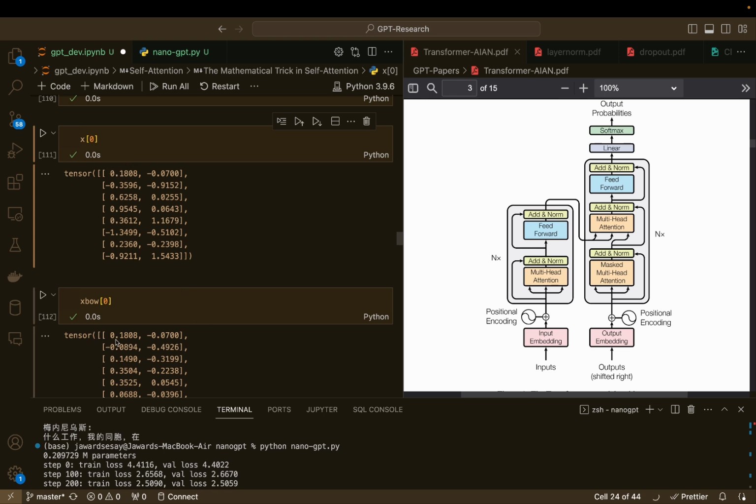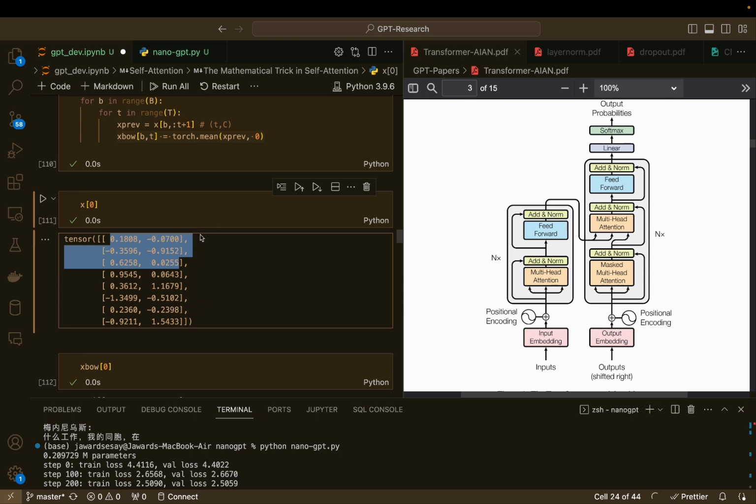For example, you can see the first value here is the same as the first value here. But when you come to the second value, it will be the average of these two values, or these two rows. And the same goes for the third one: it will be the average of these 3 rows, and so on. So this is actually a basic level of how the tokens can communicate with each other. But it's not very efficient.